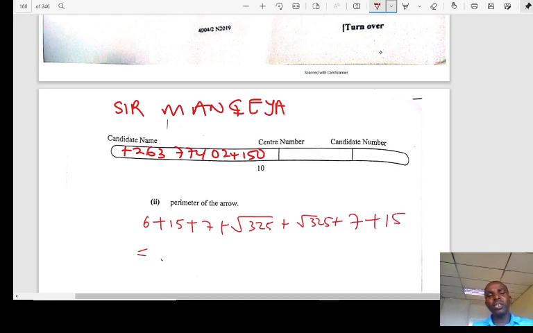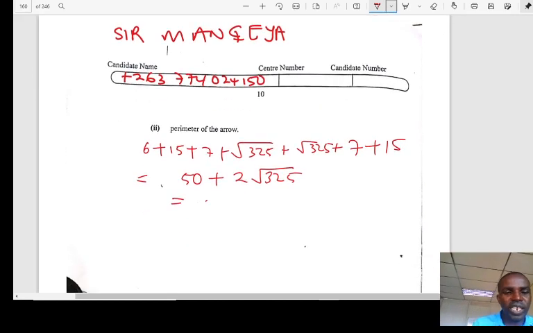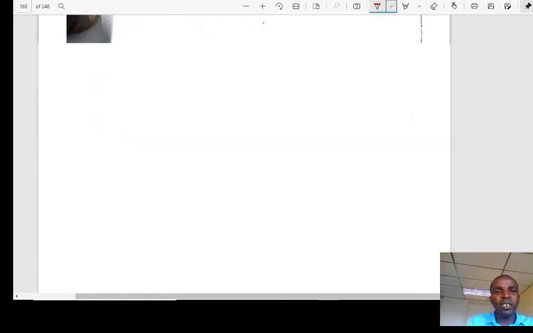Right, simplifying this one, 6 plus 15 plus 7 plus 7 plus 15, you get 50. Then square root of 325 plus square root of 325 will be 2 root 325. Then to three significant figures, you add 2 root 325, you get 86.1. So it's 86.1, and these are centimeters because it's perimeter. Done.